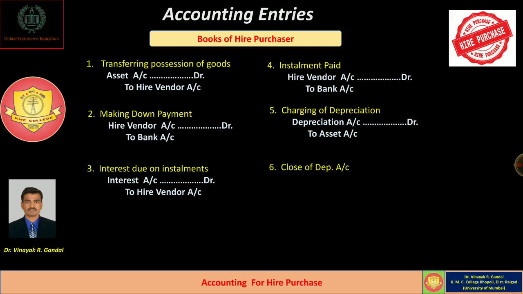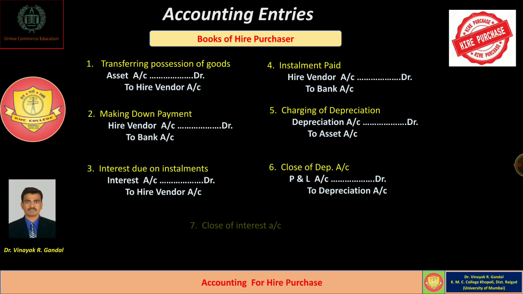So dear students, in the case of hire purchase system, we have to prepare ledger accounts, year wise ledger accounts. For example, in the first year, we have to make all the entries and we need to close the account. So while closing the depreciation account, we have to transfer the amount of depreciation to profit and loss account by preparing the accounting entry like profit and loss account debit to depreciation account.